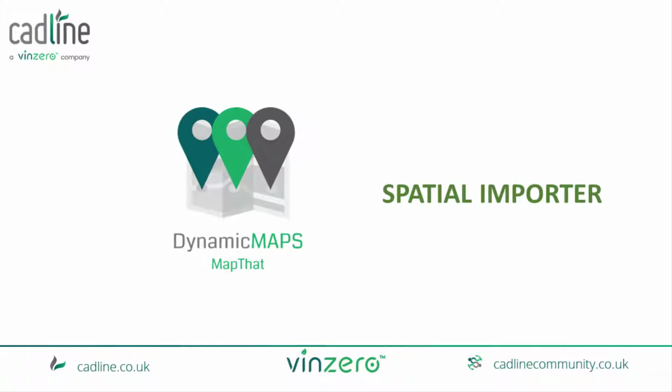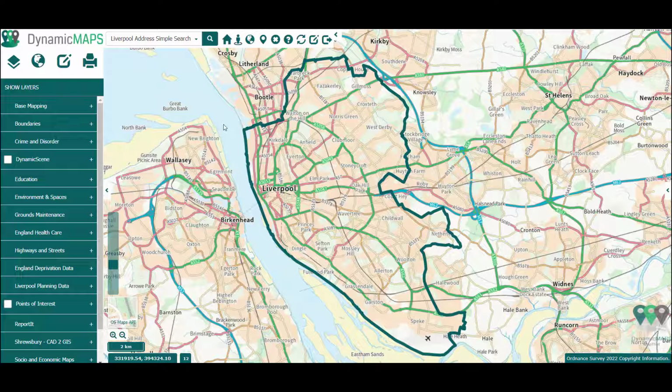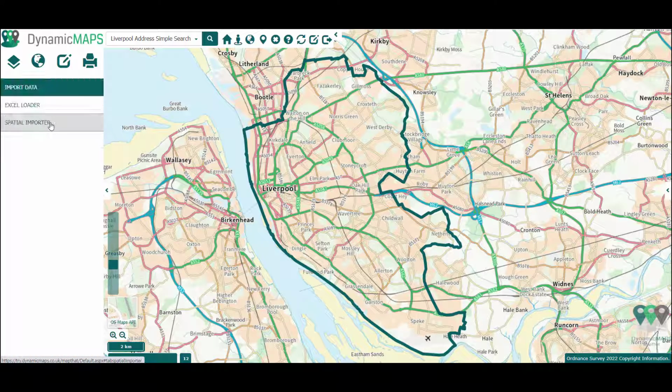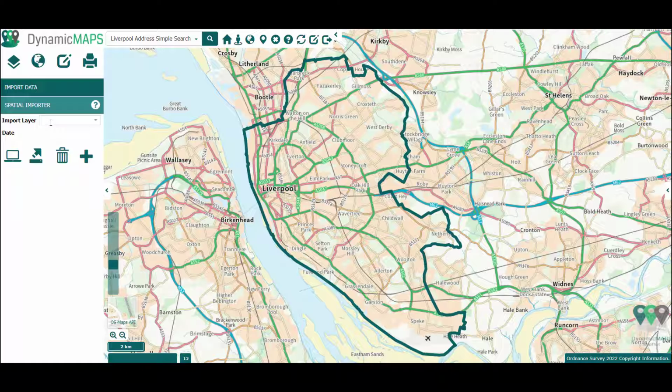Welcome to this Cadline Dynamic Maps video, where we'll be looking at the Spatial Importer tool within MapThat. The Spatial Importer tool is available from the Edit Tools menu by choosing Import Data and then Spatial Importer. For the Import Layer List, we can choose an existing spatial import, which we can then delete, export, or choose to show within the map.